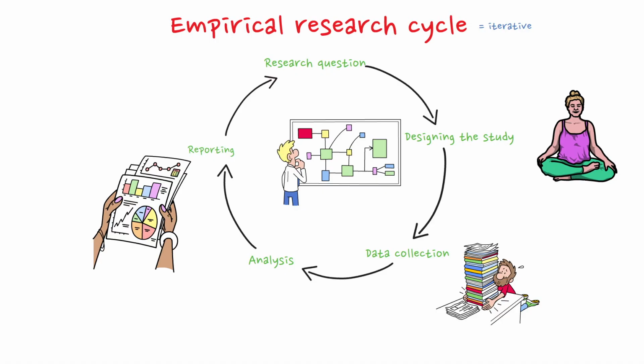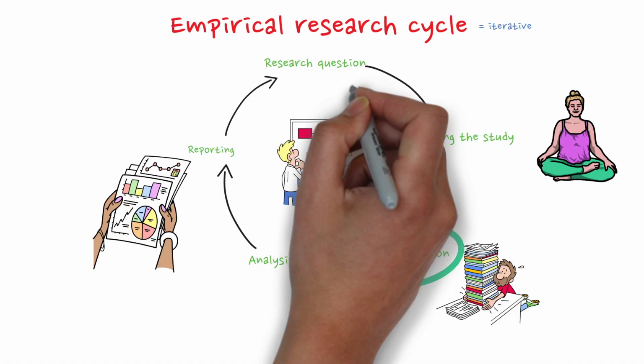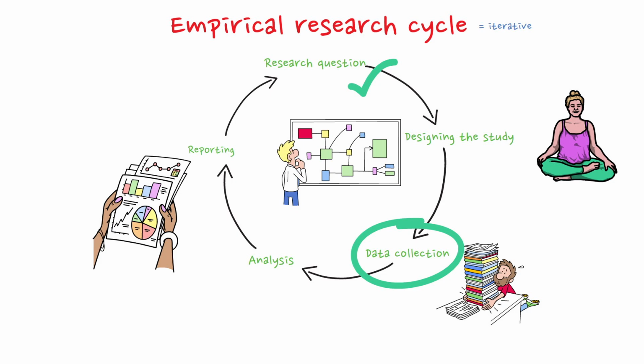Sometimes, during the design phase, researchers realize the original research question isn't feasible, and it needs to be adjusted. There's a lot of back and forth. Still, one rule always holds. Data collection cannot start until the study is properly designed and the research question is fixed. At that moment, researchers must also know in advance how the data will be analyzed.